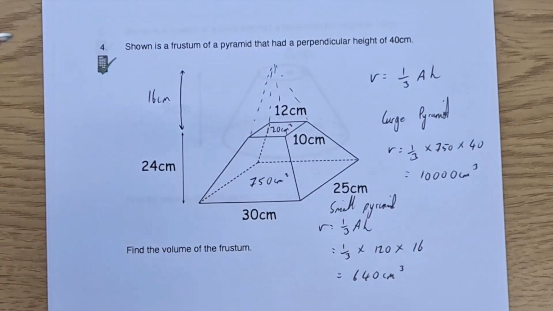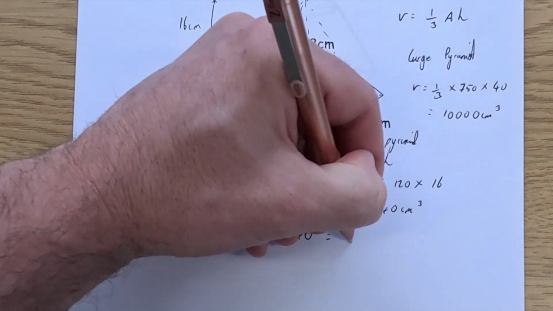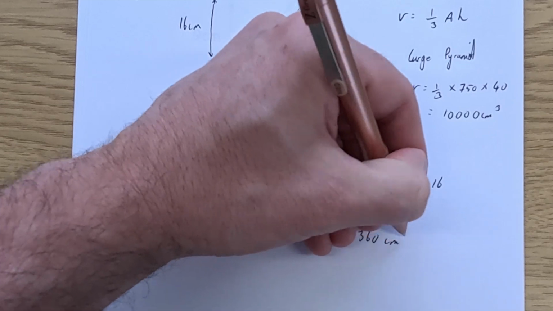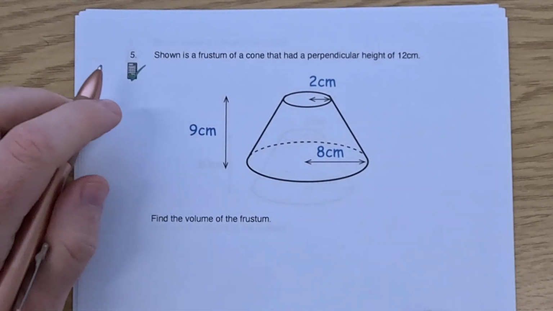So if we take them away, what's left will be the volume of the frustum. So let's do that. When we do 10,000 take away 640, that's equal to 9,360 centimeters cubed. So that's the volume, 9,360. And that's it. Okay, let's look at our next question, question number 5.